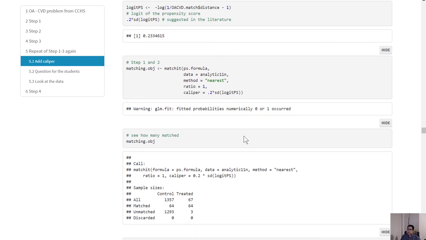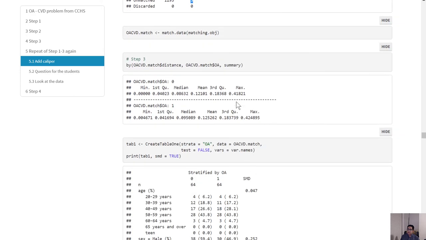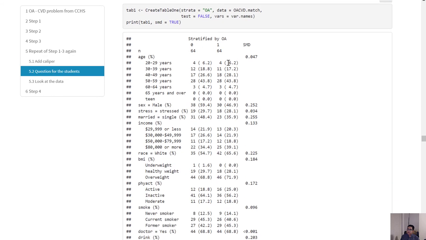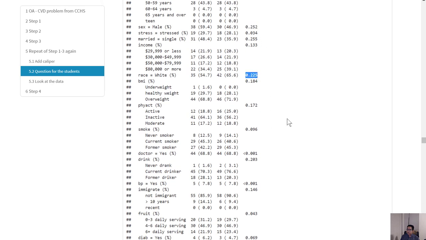So in that criteria you can see I am getting even fewer matches now. Now I'm getting 64 and 64 because remember there were some patients who were far away in the treated group rather than the control group. So there are 3 patients who did not make the cut, and we have these cross tabulations, and we have this Table 1 where I stratified by OA, and you can see still there are some variables that did not make our cutoff, even 0.2.